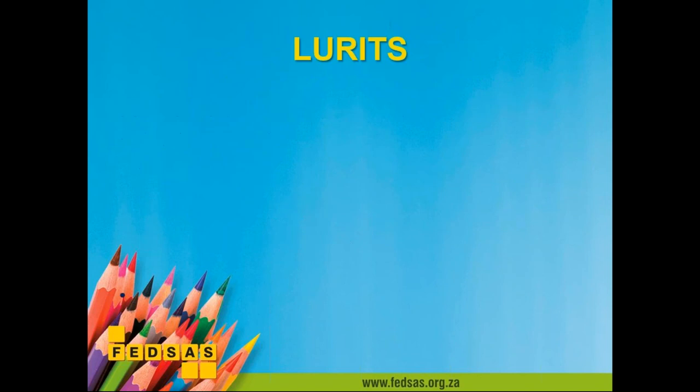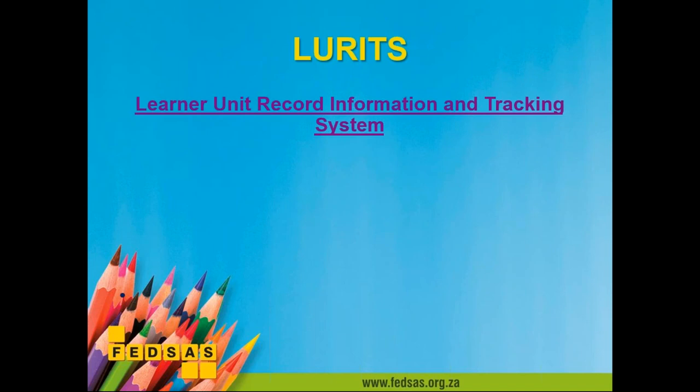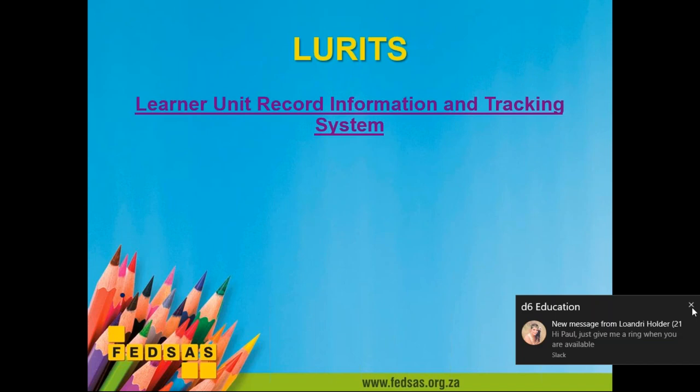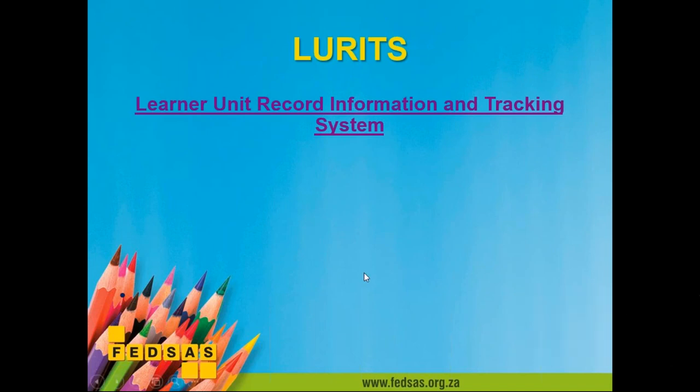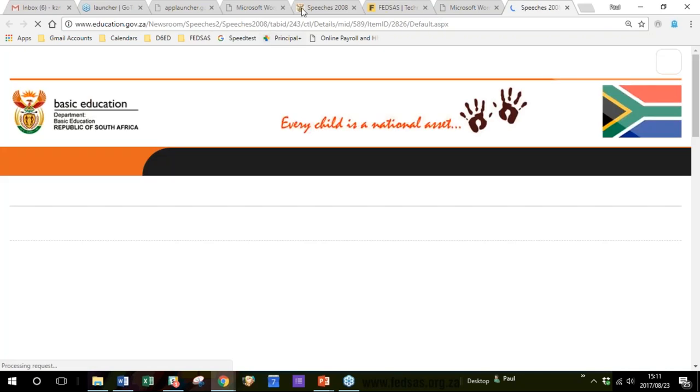Please forgive me, I'm going to try to do something fancy just now, and it may or may not work. We'll see if it does work, and you'll see if the fanciness has helped. Okay, what is LURITS? LURITS is the learner unit record information tracking system. This is where I'm going to try and get fancy and go directly into their website.